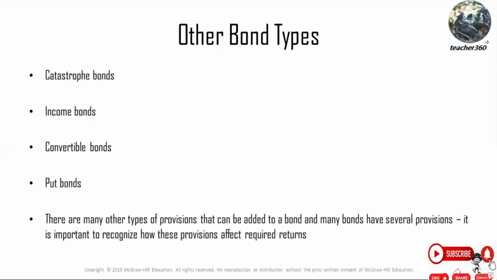Put bond. Bondholders can force the company to buy the bond back prior to maturity. Here, required return is also low.